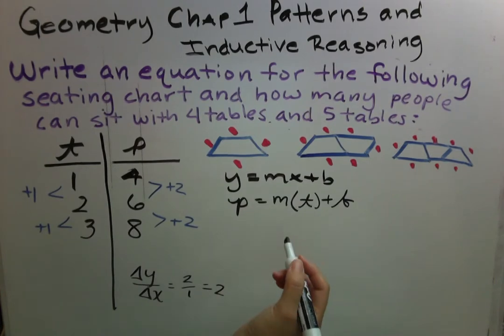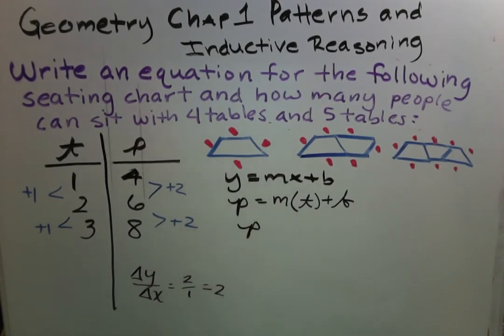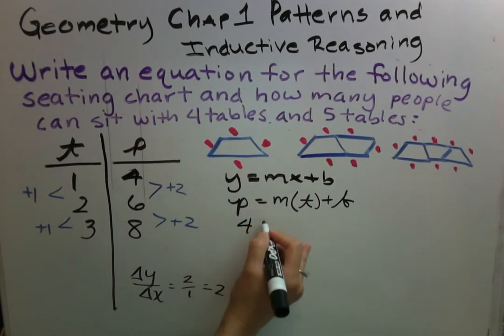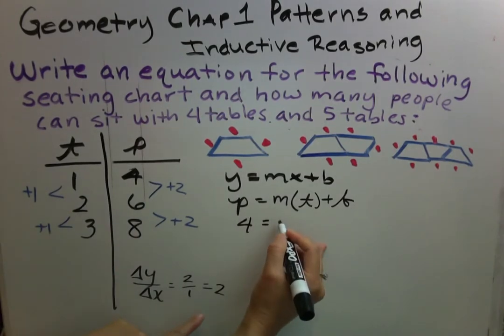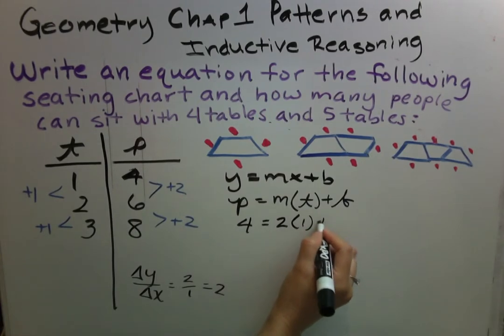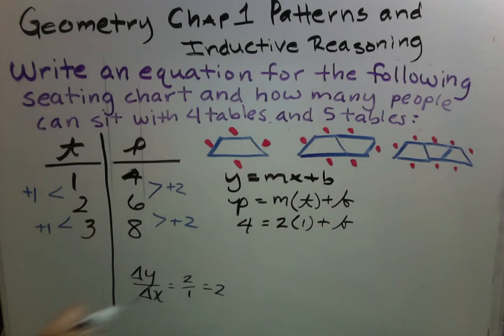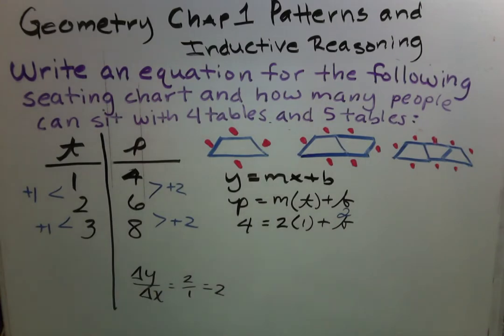So for trial and error, we can already plug in that P, in this case 4, equals 2, the slope we already know is 2, times T plus b. So we just have to ask ourselves, 2 plus what equals 4? We can plug in 2.